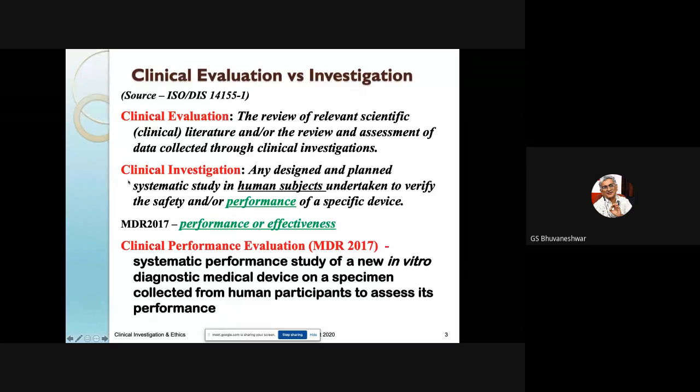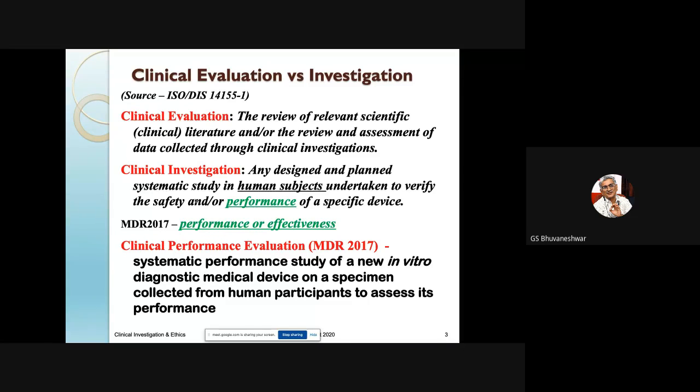So commonly, the term clinical trials is also used for this. The term clinical trials is very common in the drugs and vaccines area and popularly used in all the newspapers and so on. But when it comes to the technical areas of medical devices, particularly the regulatory side, now the preferred terminology is clinical investigation. And this is the term that is also specified in our medical device rules of 2017.